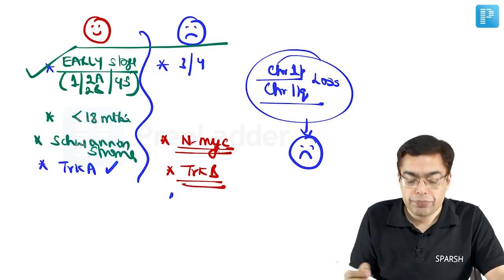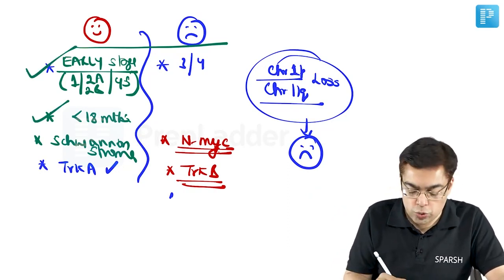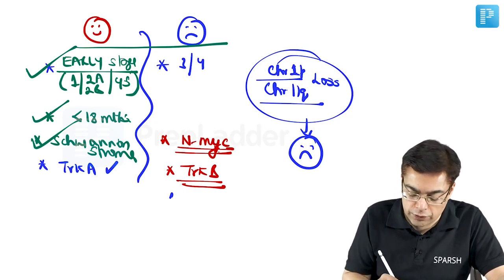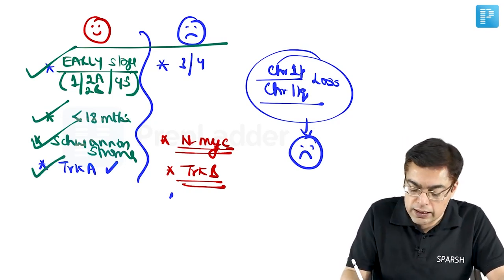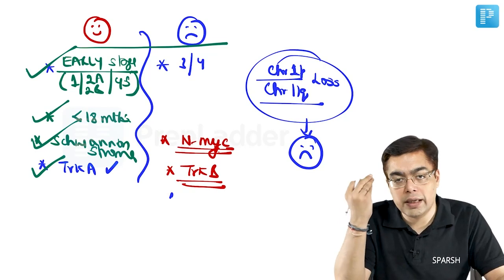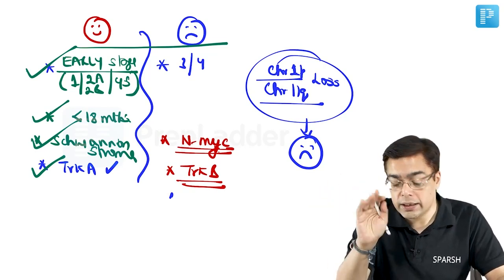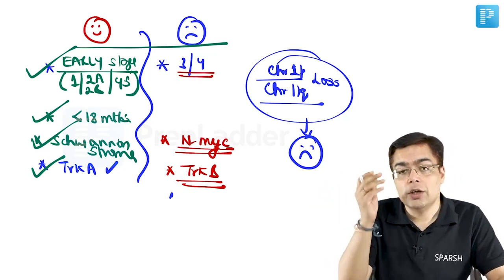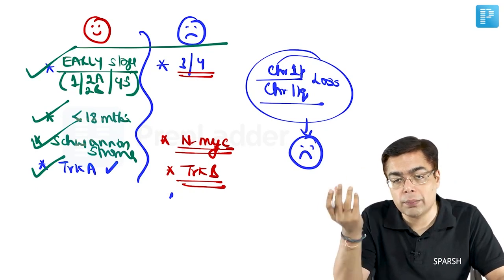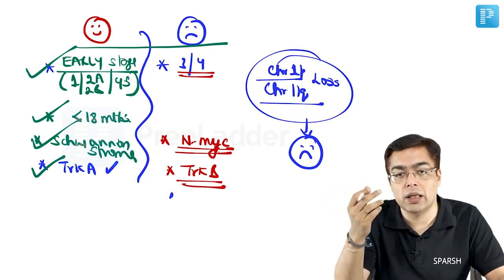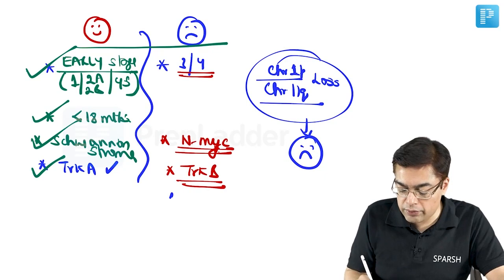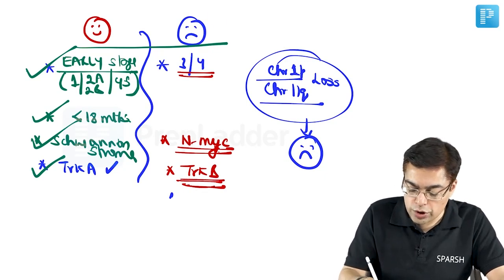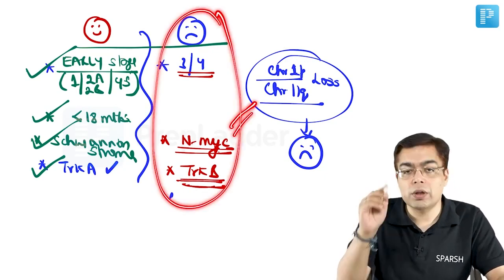So early stage, less than 18 months, Schwannian stroma on histology, presence of TRK gene expression. Whereas if you have late stage 3 and 4, and that excludes the 4S, you have the expression of NMYC, you have something like the 1p deletion and the 11q deletion, and you have the TRKB. All that is going to be associated with the poorer prognosis. So that is what you need to be familiar with.